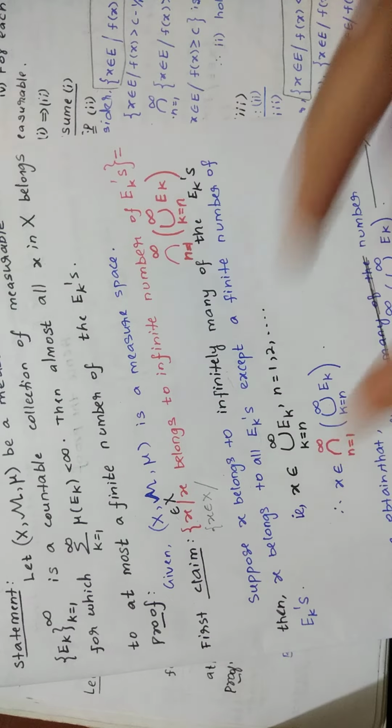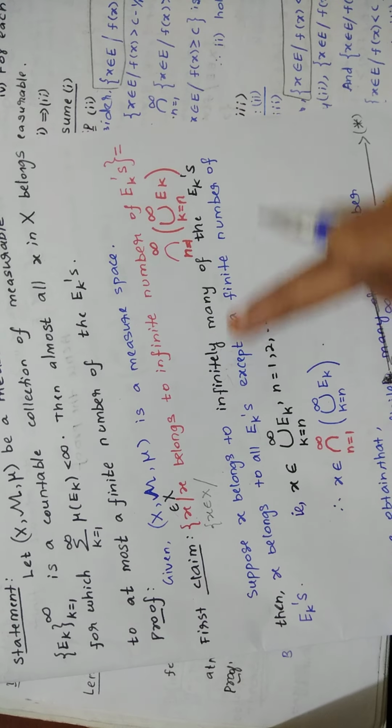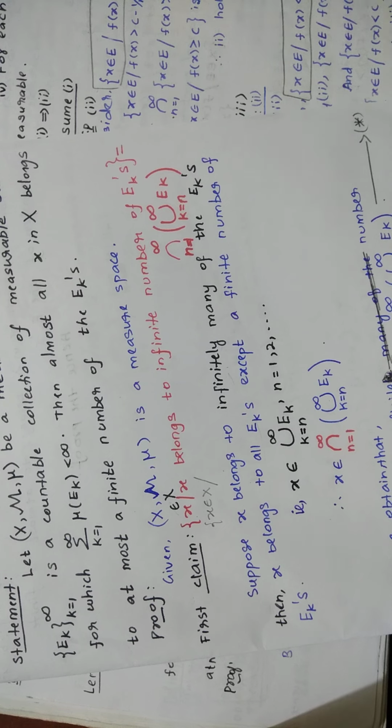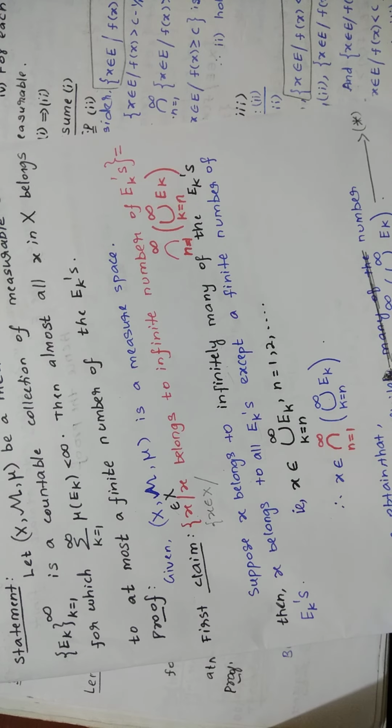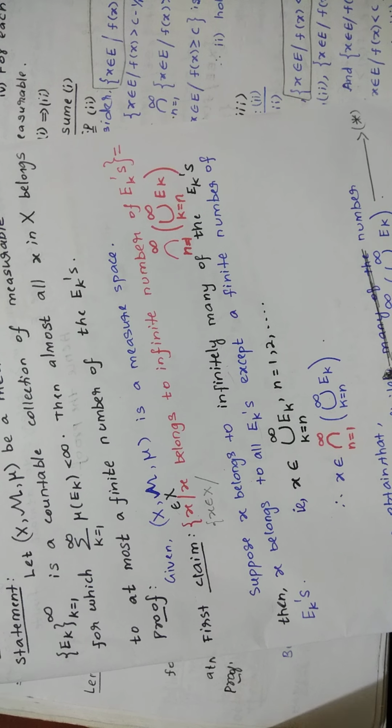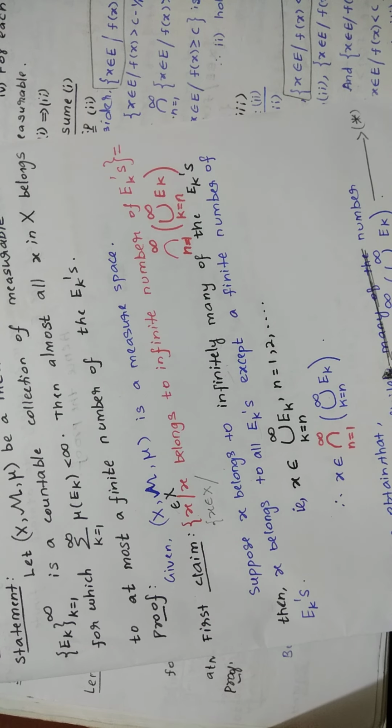So first you have to consider this. Suppose x belongs to infinitely many of the E_k's, what will happen? If x belongs to infinitely many of the E_k's, it means x will be present in all the E_k's except for a finite number of E_k's. It means x does not belong to a finite number of E_k's. But x belongs to infinitely many of the E_k's, right? So x does not belong to a finite number of E_k's.